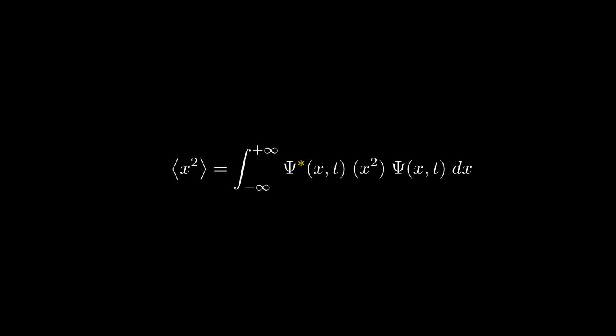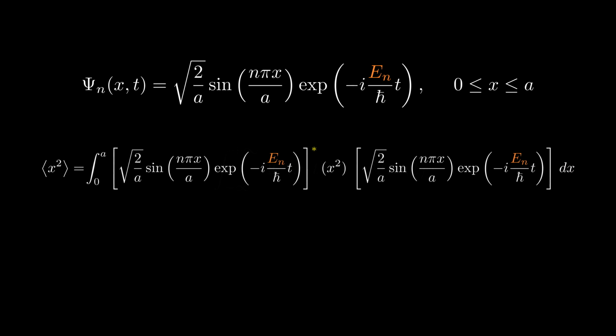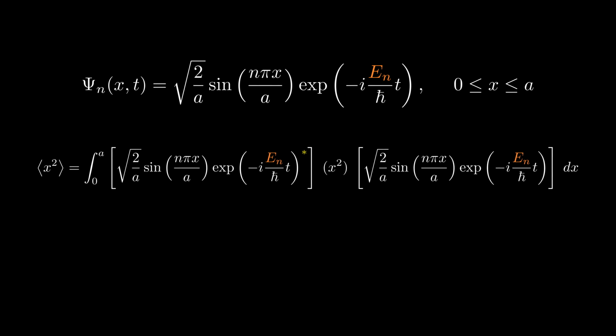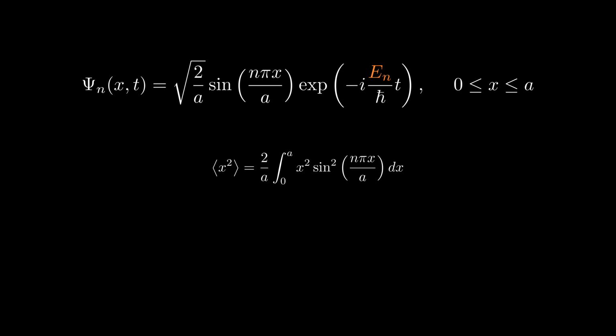In the infinite square well, the stationary wave function for the nth state is given by the following equation, where E sub n is the energy of the nth state. Substituting this into the formula for the expectation value of x squared, we obtain the following integral to solve. When calculating expectation values for operators like position or momentum, the time-dependent phase factors from the wave function psi and its complex conjugate psi star cancel out during integration. This leaves the integral dependent only on the time-independent spatial wave function psi of x.